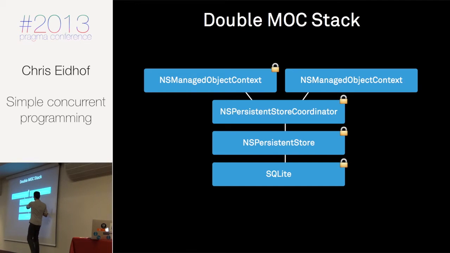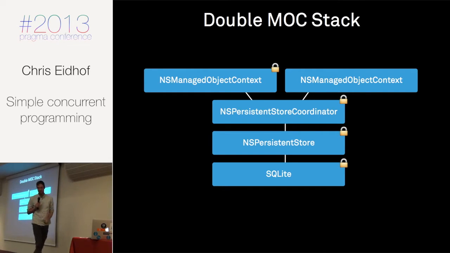So what happens is, if you are in your new managed object context, once you try to do stuff, the whole stack will lock. So the managed object context will lock the persistent store coordinator, which will lock the persistent store, which will lock the SQLite file. And this is also what Apple says, that's just a problem. Because now if you try to use this managed object context, everything is locked.